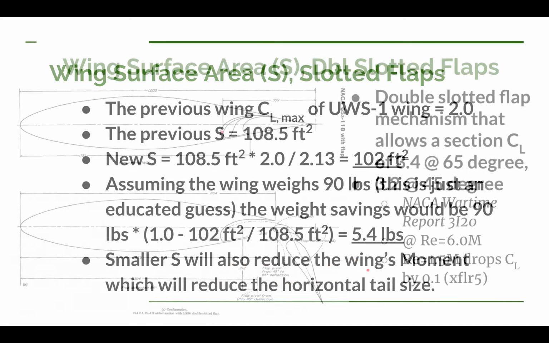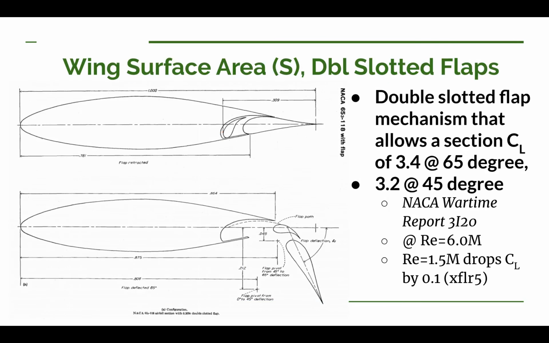As I was doing my research on slotted flaps, I ran across this very interesting NACA report, 3I20. This is back in the early 40s, about an interesting double slotted flap. Most of the double slotted flaps that I had seen had a very complicated deployment mechanism, but this one was actually very simple. In this case, the leading part of the airfoil of the flap and the trailing part are fixed in relationship to each other. They do not move independently.